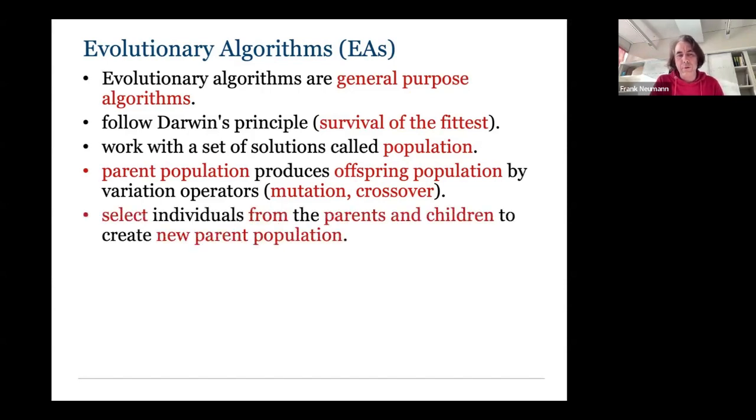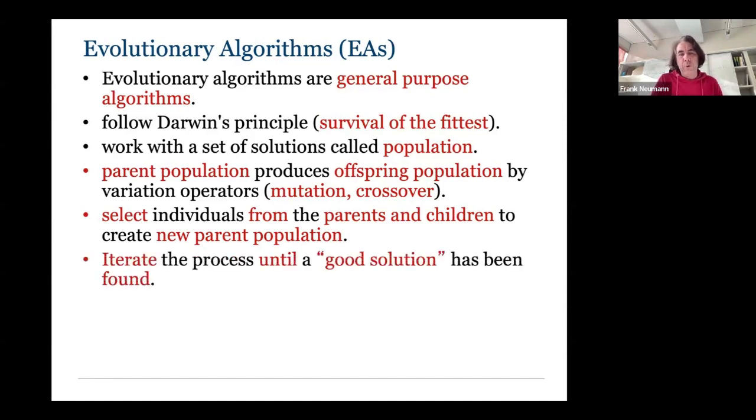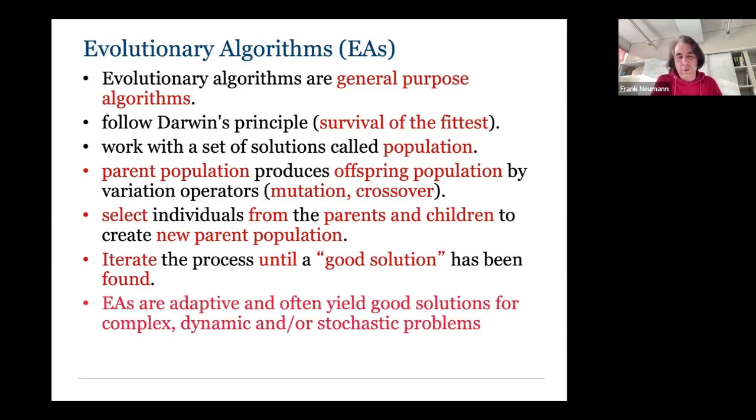You get a set of new solutions, the offspring population, and then you have to select from the parents and the children to create a new parent population. You iterate the process usually until a good solution has been found. You can apply these algorithms, and we've seen many talks already in the Optima series, to a wide range of complex real-world problems. They work well for adaptive problems, dynamic and stochastic problems. What I want to do today is talk about a different area where you use the population not just to get a single solution, but to get multiple solutions for a given problem.